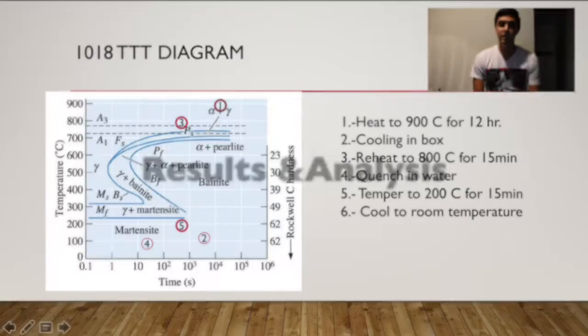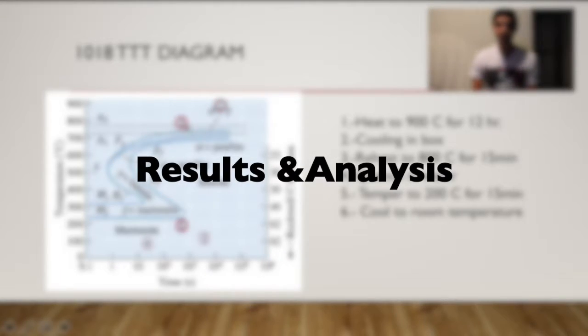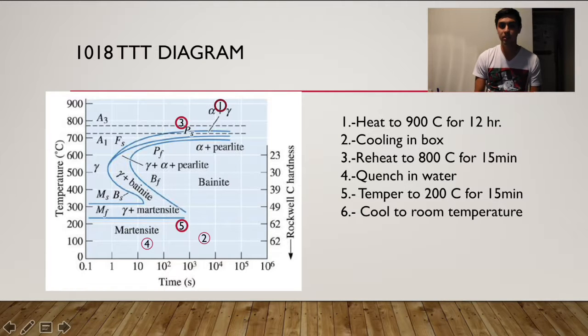already heat treated. In the TTD diagram, the first step was to heat to 900 degrees for 12 hours so we can obtain austenite. Then we cool in the box. Then we reheat to 800 for 15 minutes, that recrystallization, where there we also obtain austenite, but different. The next step was to quench in water. Then we temper at 200 degrees Celsius for 15 minutes, where we obtain martensite, and we cool to room temperature.